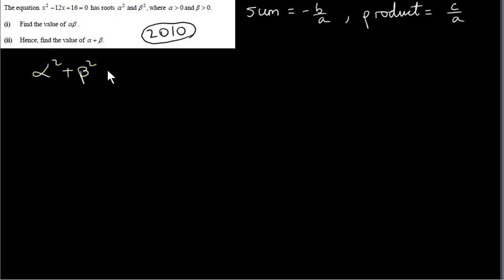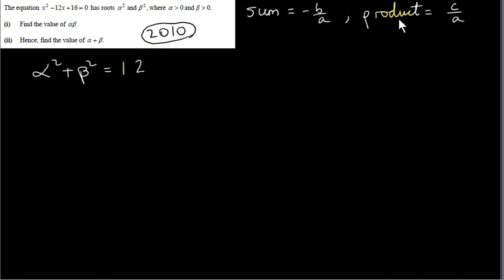The equation x squared minus 12x plus 16 equals 0 has roots alpha squared and beta squared, where alpha and beta are both greater than 0. Find the value of alpha times beta. Now we know that the sum of the roots of a quadratic equation is given by minus b over a. So the roots of this quadratic equation are alpha squared and beta squared. So the sum is alpha squared plus beta squared. And that's given by minus b over a, where b is the coefficient of x and a is the coefficient of x squared. b is minus 12, a is 1. So we get minus 12 over 1, which is plus 12.